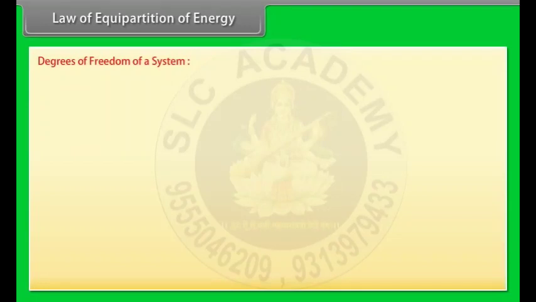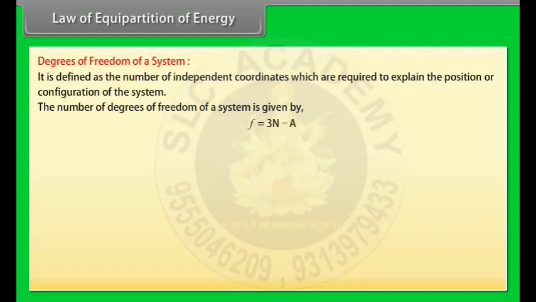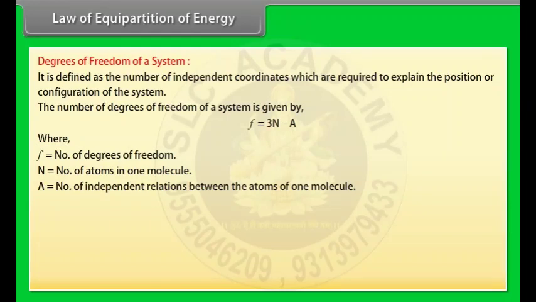Degree of freedom of a system. It is defined as the number of independent coordinates which are required to explain the position or configuration of the system. The number of degrees of freedom of a system is given by F = 3N − A, where F is the number of degrees of freedom, N is the number of atoms in one molecule, and A is the number of independent relations between the atoms of one molecule.